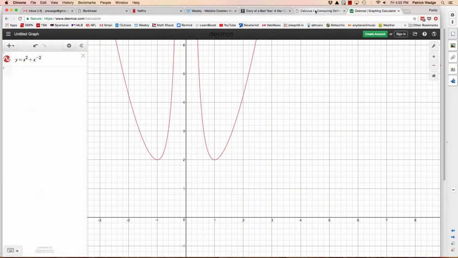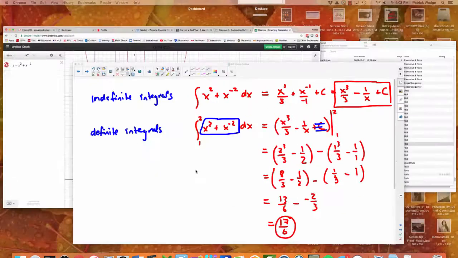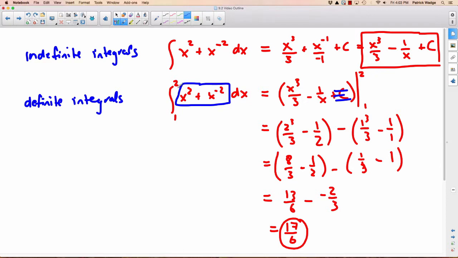And remember how the numbers that I included in the definite integral are 2 and 1? Right? This 2 and this 1 here. What this means, what this allows us to do, and this is incredibly powerful, this is why I wanted to show you.